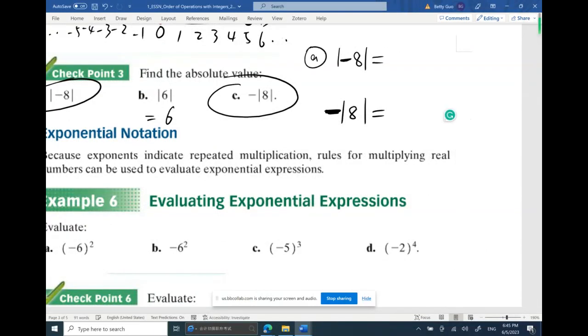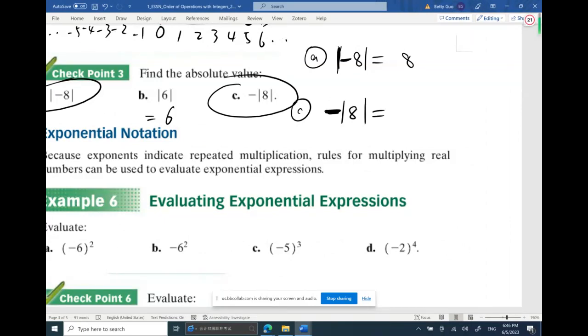Let's see what is A, part A. This is part C. What is the absolute value of -8? 8. A positive? Yes. Exactly, because that's the distance between -8 and 0, right?